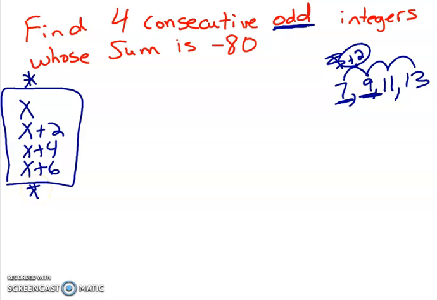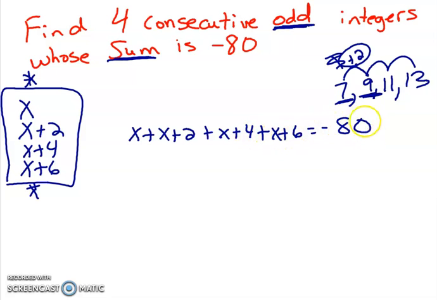And it says 4 consecutive. And then we're going to add them all together. So I'm going to get x plus x plus 2 plus x plus 4 plus x plus 6, and whose sum is negative 80. And then I'm going to add like terms. And then just solve this.